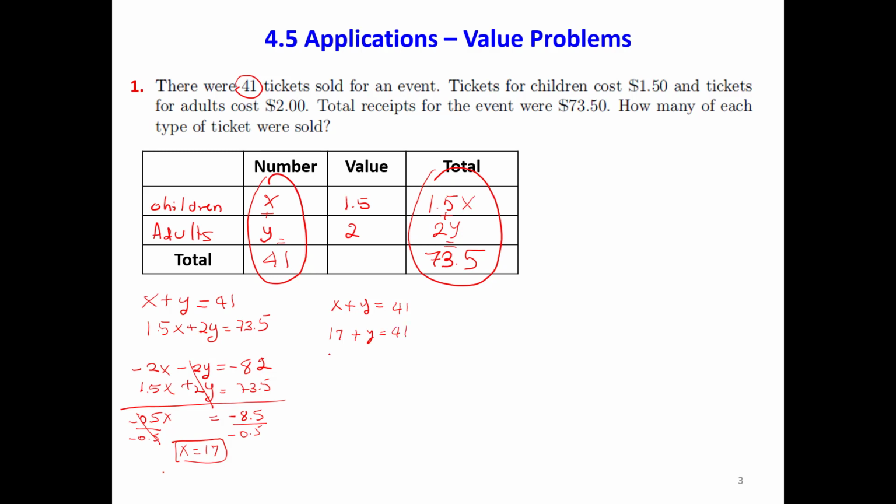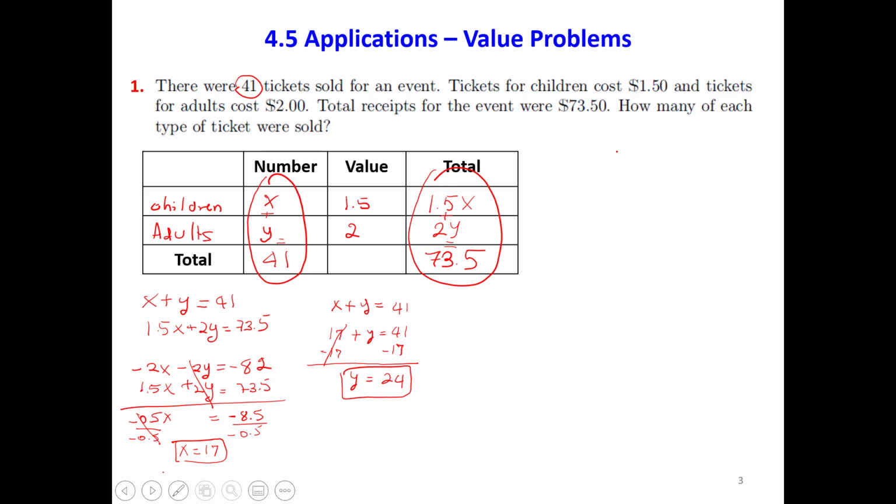If we solve for y, we subtract 17 on both sides, and we have y equals 24. And now we can answer how many tickets were sold for children. X means 17 tickets. For adults it was 24 tickets.